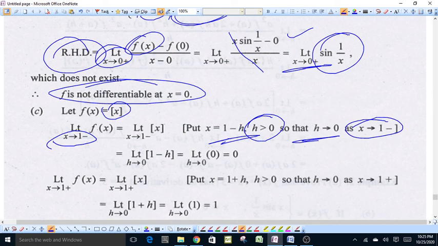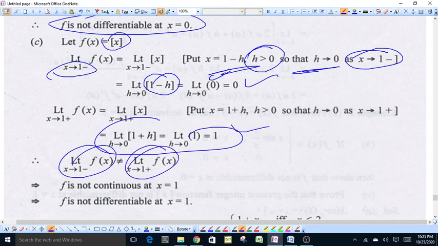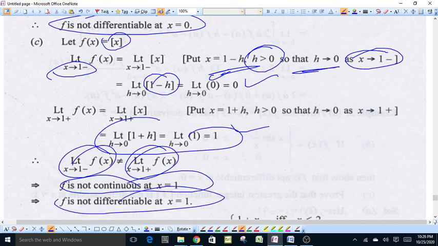This will be equal to the limit as h goes to 0 of the greatest integer of (1 − h), and the greatest integer of (1 − h) will be equal to 0, and this limit comes out to be 0. And similarly the right limit comes out to be 1. This means the left limit of the function is not equal to the right limit. This means the function is not continuous, and we know that if a function is not continuous, then the function will not be differentiable at that point.